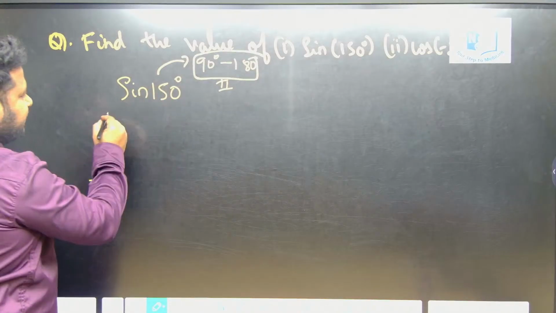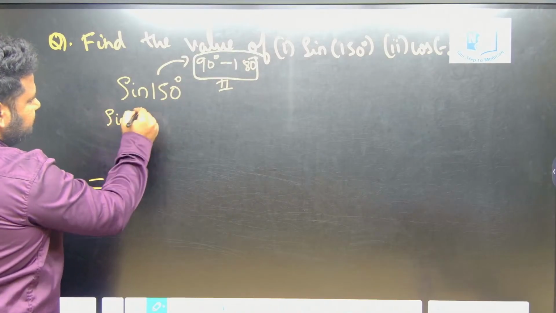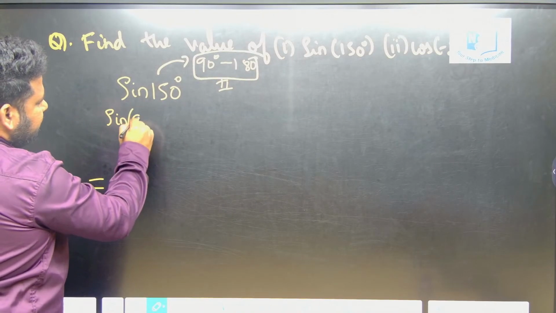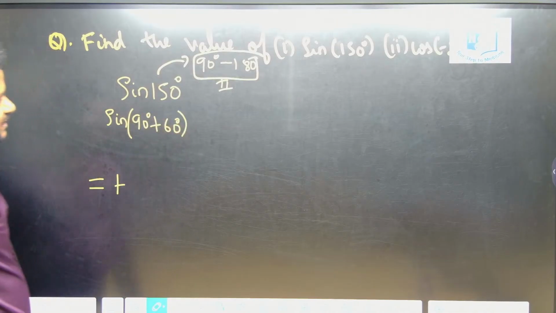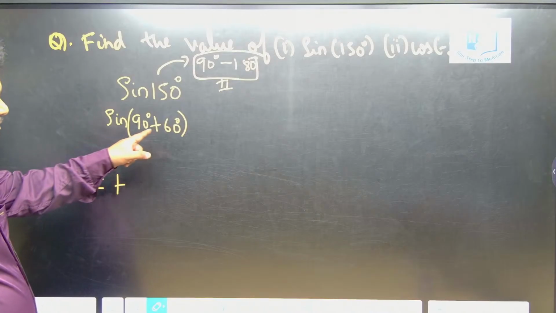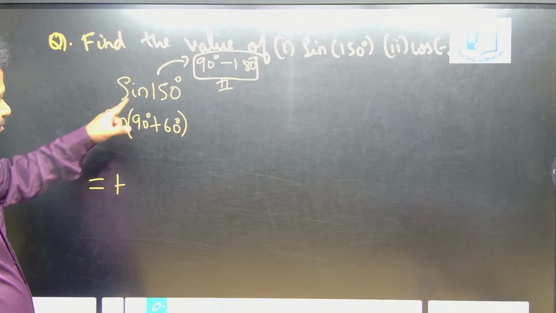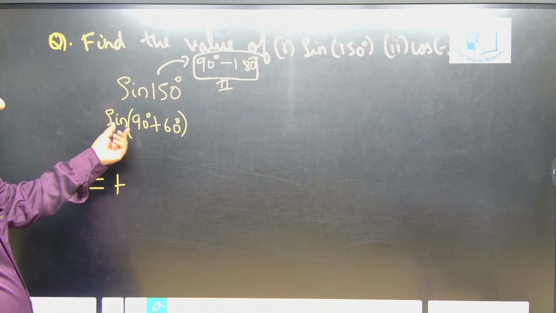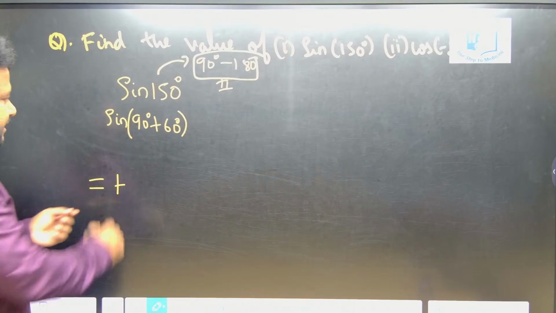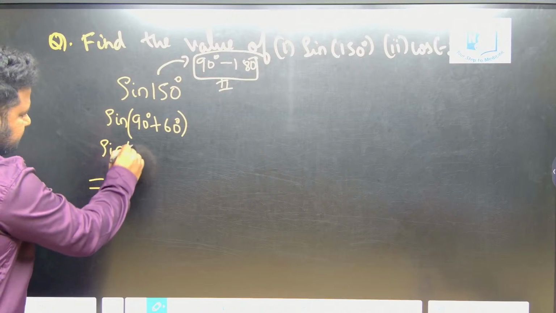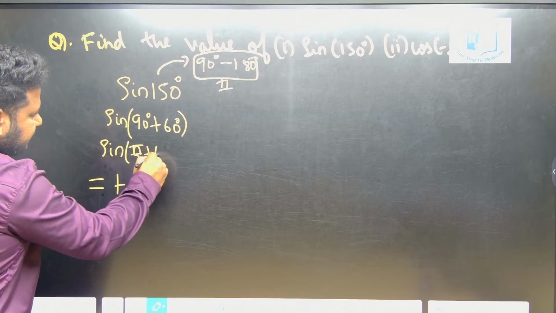But now sine 150 I can write in two ways. Sine 150 I can write as sine of 90 plus 60 degree, correct? 90 is pi by 2, pi by 2 into 1. So I can write this as sine of pi by 2 plus 60 degree.